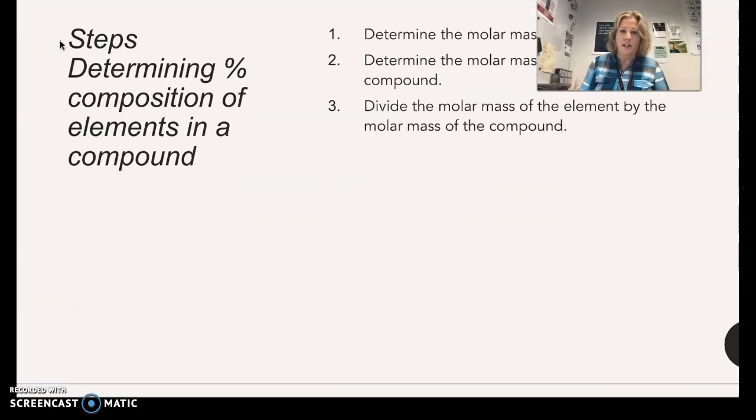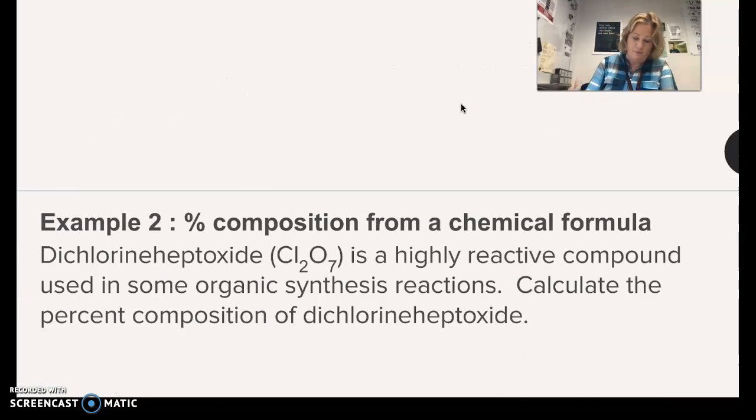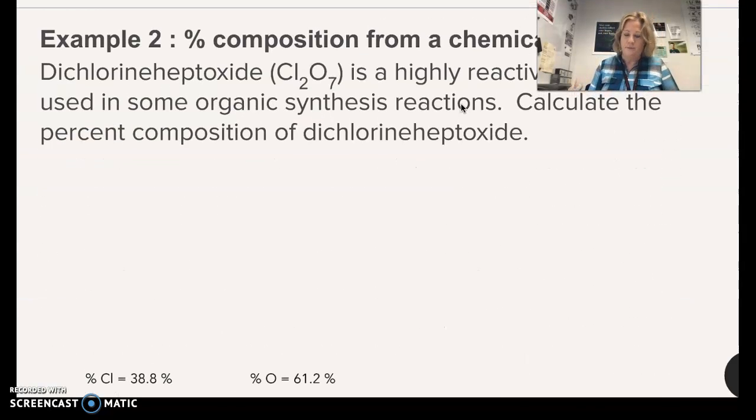The first thing you always have to do is determine the molar mass of the compound, then the molar mass of the specific element in the compound. So you would take the number, if there's a subscript, multiplied by the element's molar mass, and then you'll take the element's molar mass divided by the molar mass of the compound. Let me show you an example.